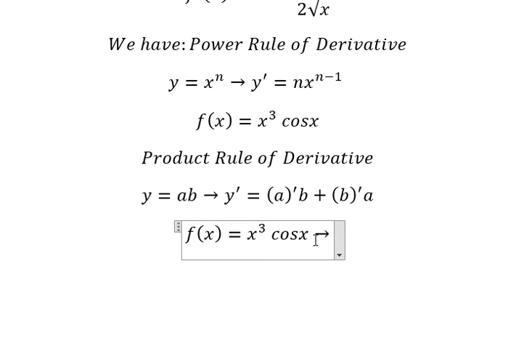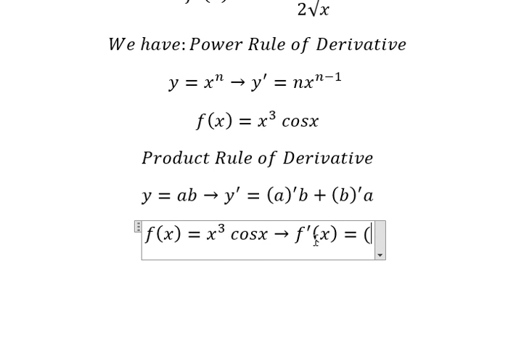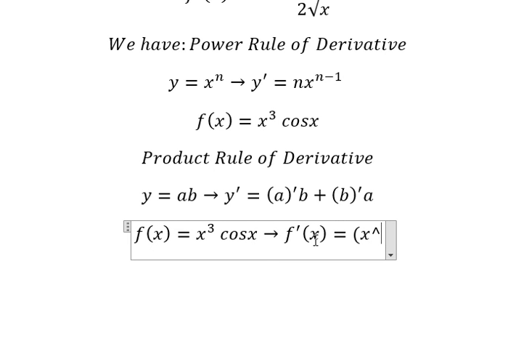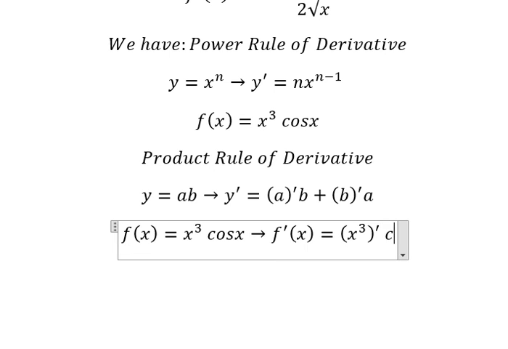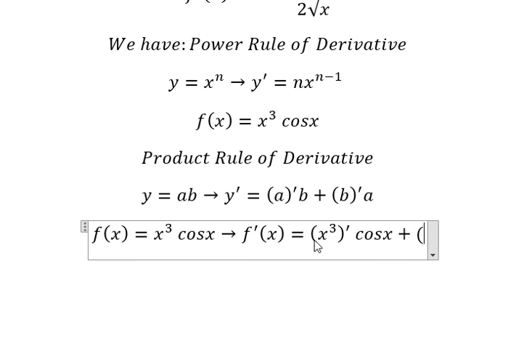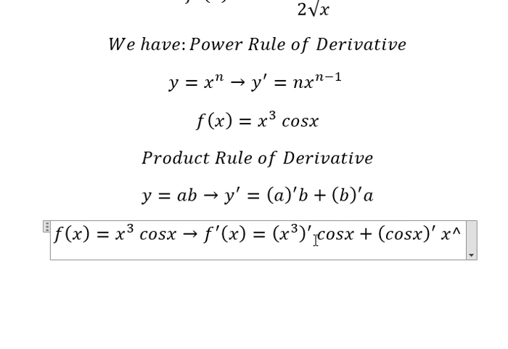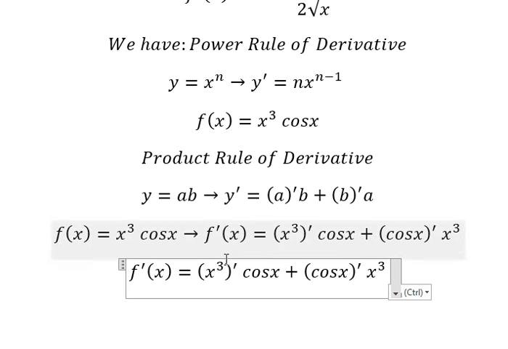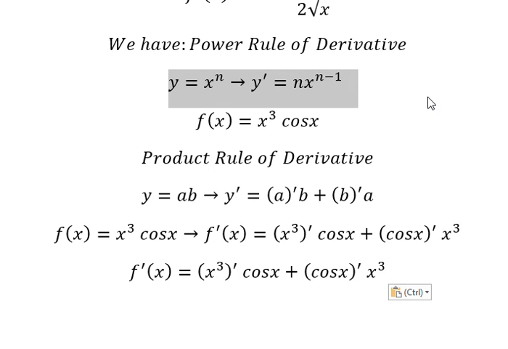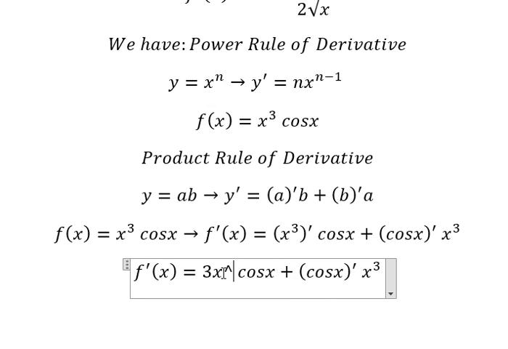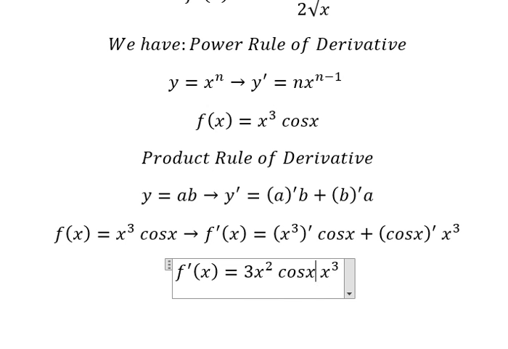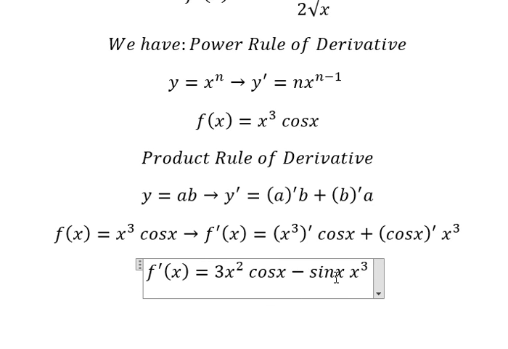and that is about the first derivative of x to the power of 3 multiplied by cosine x plus the first derivative of cosine x multiplied by x to the power of 3. So we apply the same formula in here, and we have 3x squared. First derivative of cosine x, we have negative sine x, and this is the final answer in here.